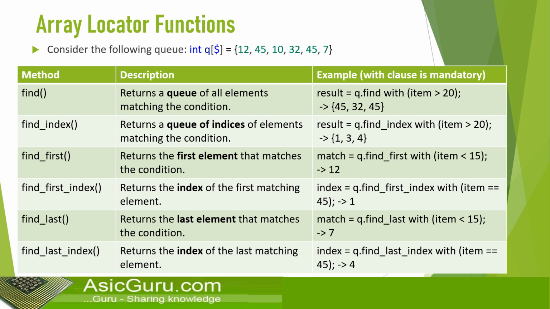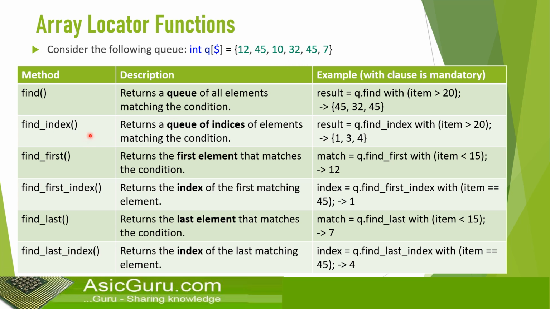So next we have array locator functions, and these are very useful functions for searching through arrays based on some conditions. Let's consider this queue example. Now let's explore each of these methods. First we have the find method. This method returns a queue of all the elements that match the condition. For example, we are calling queue.find with item greater than 20. It returns all the elements from the queue having values greater than 20, so it would return 45, 32, and then 45.